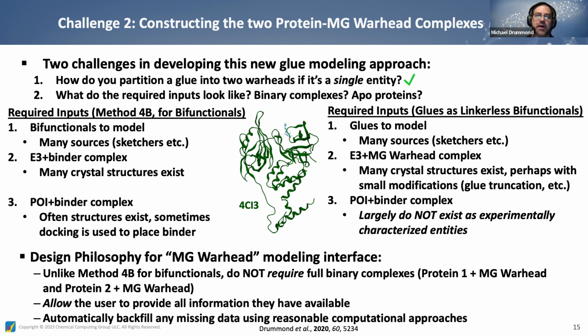And so we came up with a design philosophy as we were looking to build our modeling interface here. Unlike with bifunctionals, you do not have to give me those two binary complexes, E3 ligase and binder, protein of interest and binder. Instead, you give me all the information you have, and the modeling tool will automatically generate, behind the scenes, any missing information using reasonable computational approaches. And I really do want to go through what that looks like, because it actually makes quite a bit of difference as far as the accuracy of this technique.